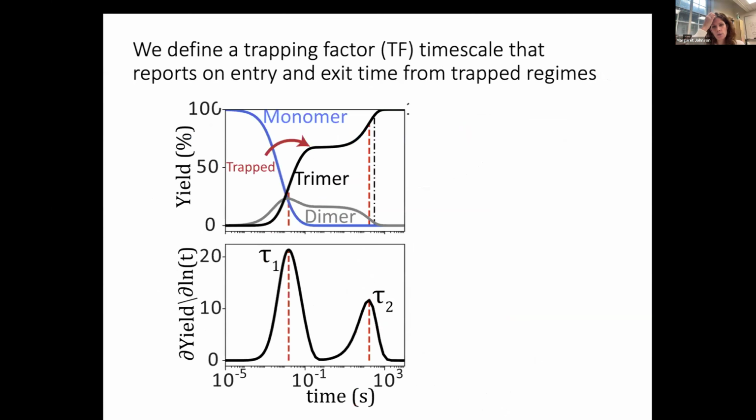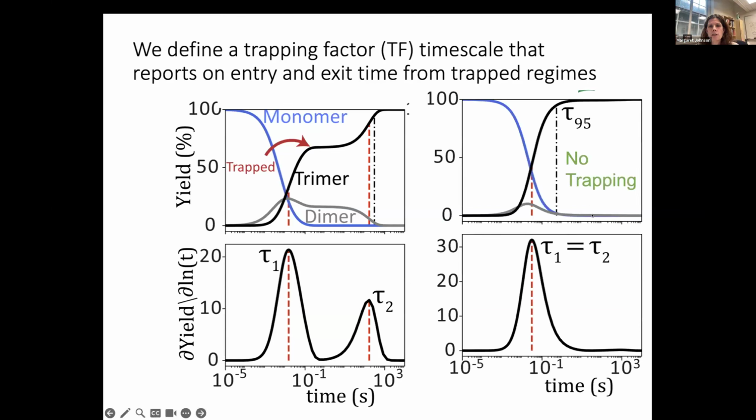And the other metric that we used is we call it a trapping factor. Basically, it reports on the time you entered the trap region, so it's an inflection point in this curve, and the time that you exited the trapped region or the plateau region. And so you can pick it out very easily if you take the derivative. It's just two maxima. And so the ratio of these is a very good reporter on the extent to which your system has become trapped. And you can see here what, after some optimization, we were able to take this system and eliminate the traps. So the tau 95 is much shorter and there's no more kinetic trapping. The trapping factor becomes 1 because these two timescales are equivalent.